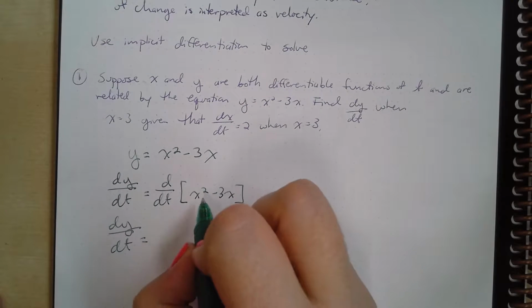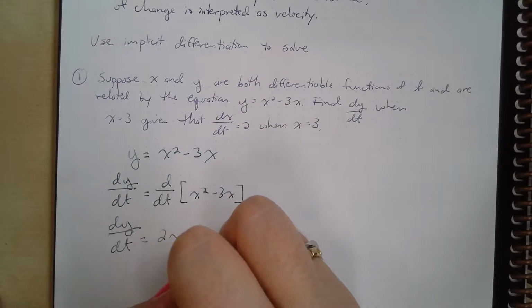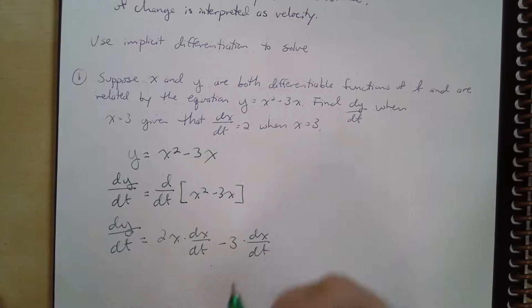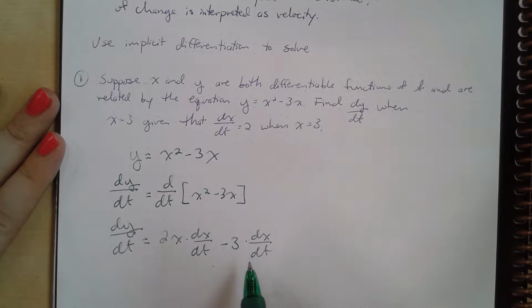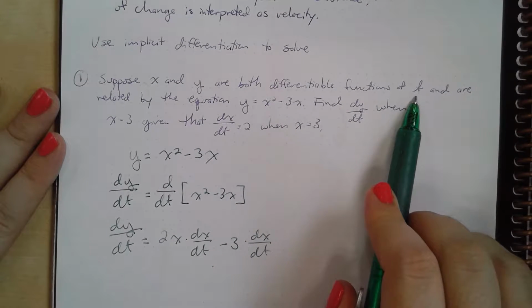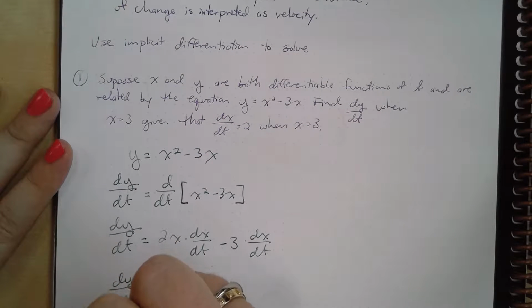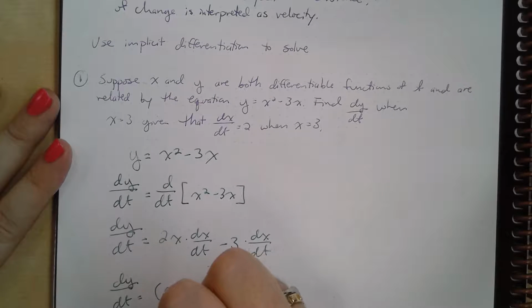dy over dt is equal to, well, the derivative here is going to be 2x times dx over dt minus 3 times dx over dt. You'll notice what's different about this as opposed to implicit differentiation before is that before, we had dx over dx, and we didn't write that. We just wrote that as 1, or we didn't write it at all because it was already understood. But now, because we're differentiating with respect to t, we need to actually have dx over dt. So dy over dt is equal to 2x minus 3 times dx over dt.